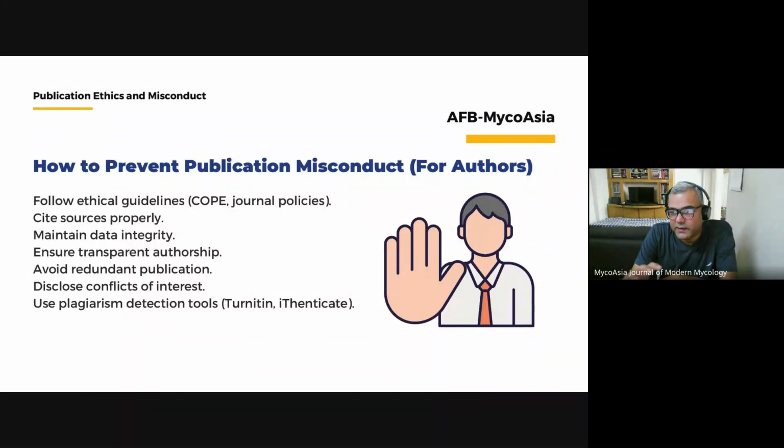Avoid redundant publication. Just for the sake of increasing the number of citations, don't send almost similar manuscripts to different journals. And simultaneous submission of a manuscript to multiple journals is also unethical actually. And if there is a conflict of interest with respect to funding or personal or professional relations, please disclose that in the manuscript itself. So very easy. Use plagiarism detection tools before you submit your manuscript to the journals. Otherwise, the journals will also do it.